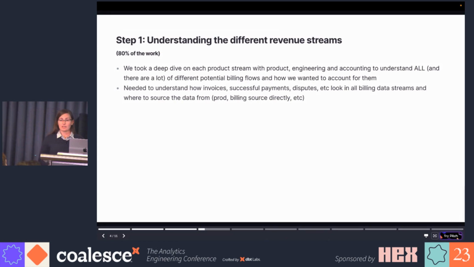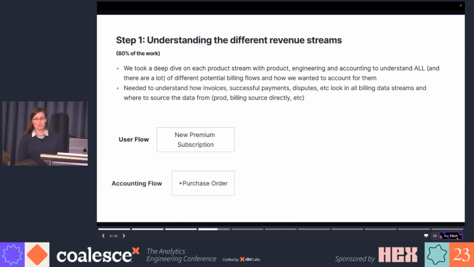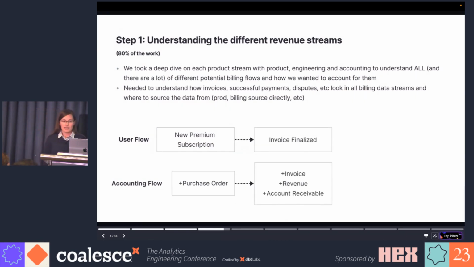Now, we talked in our monthly coffee example about someone successfully paying their invoice, and that is the happy path. And we would love if that was the only situation we had to encounter. But as you all know, there are lots of other situations that can happen. One specifically, let's look at an example within Rocket Money. In Rocket Money, a user signs up for a new premium subscription. On the accounting side, similar to our first example, we're going to create a purchase order. It's pretty standard. Next, an invoice is going to be finalized. And similarly on the accounting side, we're going to see an opening of invoice, opening of revenue, opening of AR.